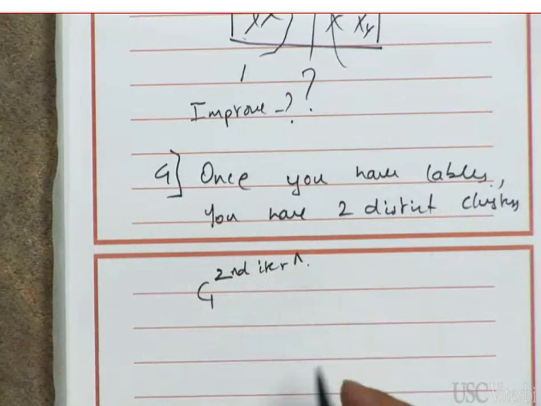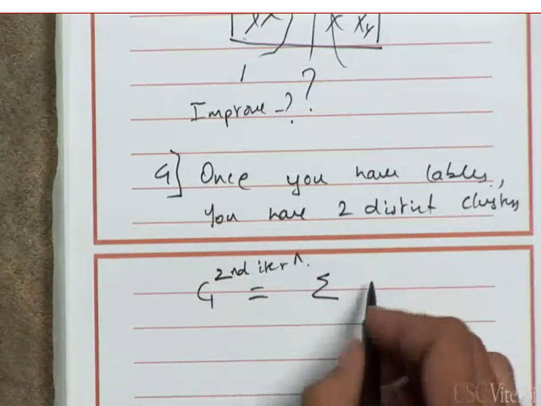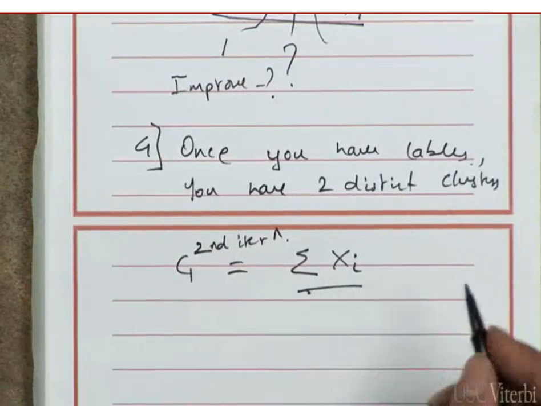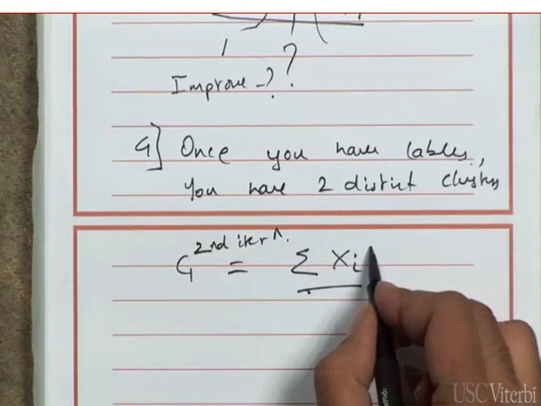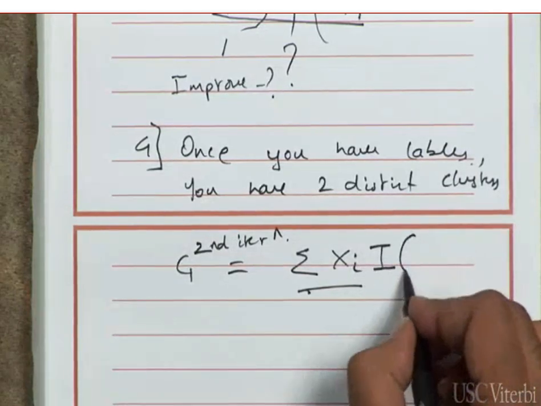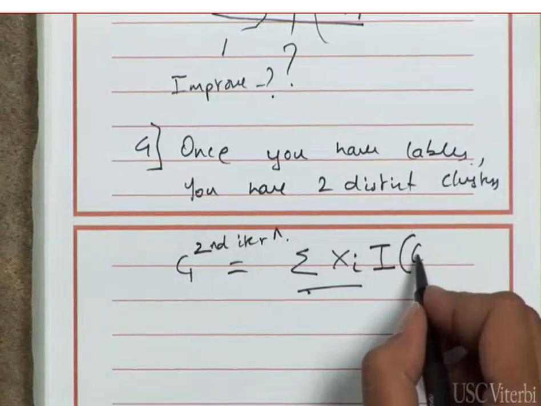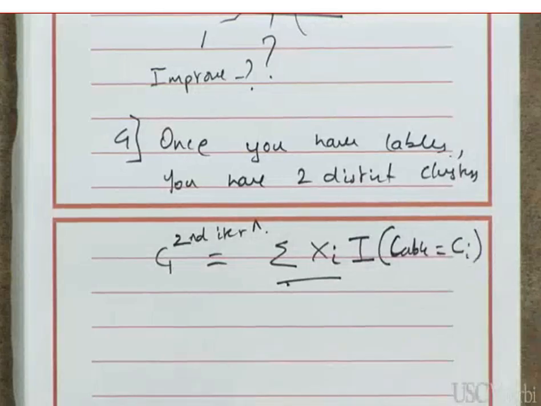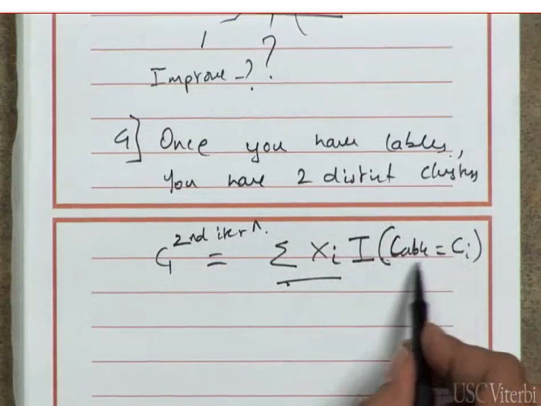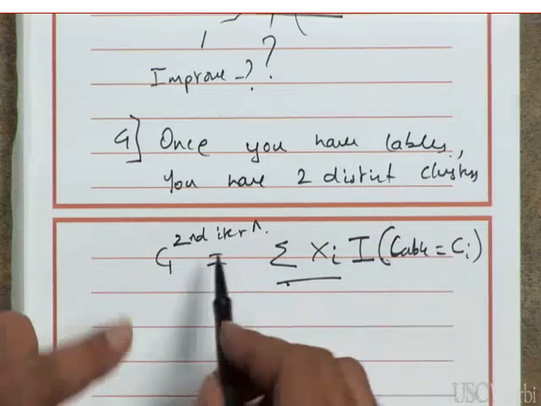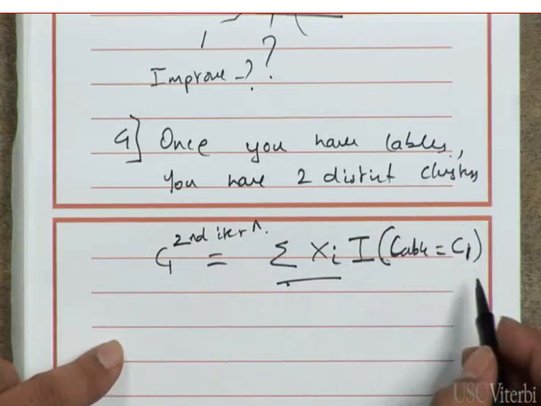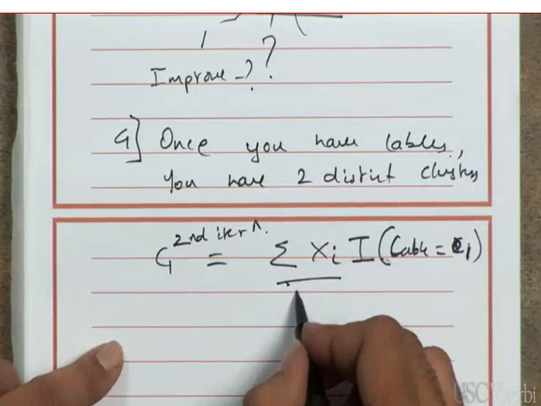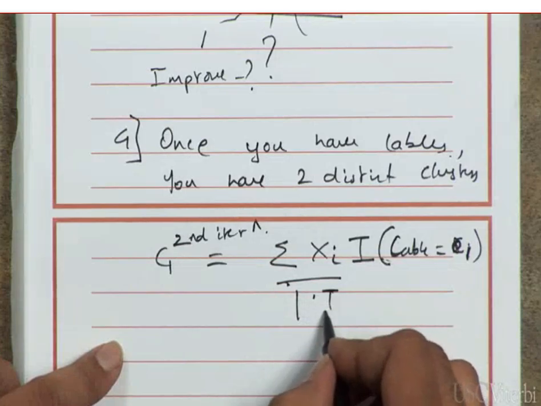So C1, 2 would be equal to the sum of all xi's into, say, the identity matrix, which is label equal to Ci. So this will give you 1 when label is equal to 1, and this will give you 0 if label is equal to 2. Okay? Divided by the number of this.